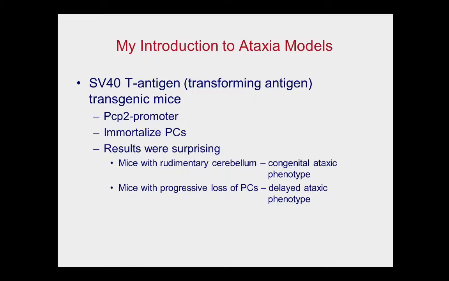My introduction to ataxia models started almost the day I walked in the door. I was down in the basement of Deal Hall, and Harry Orr wandered down and said, "I've got these really weird mice." What he was trying to do was immortalize Purkinje cells so he could grow them in culture. The strategy was to transform them with SV40T antigen, using a promoter they had developed called the PCP2 promoter that expressed exclusively in Purkinje cells.